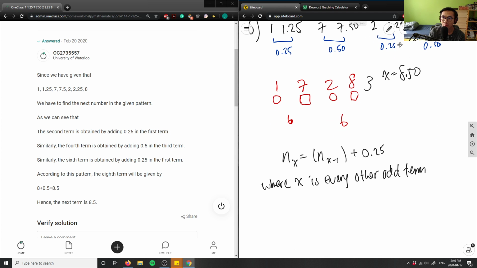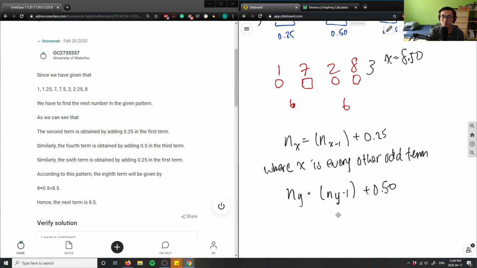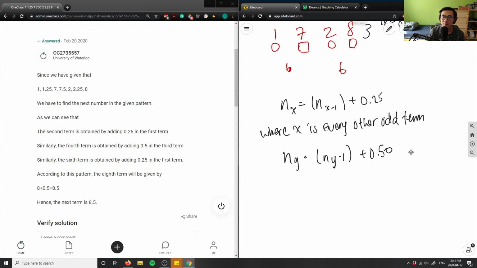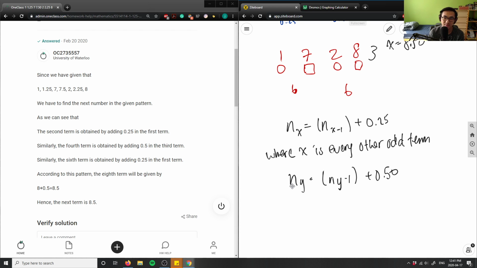And then I can write another statement that says n at y would equal ny minus 1 plus 0.50, because that's the difference between here and here, right? This here would equal the previous value, which is this one, plus 0.50. This is for the third term and the seventh term, and so on and so forth. So this one would also be where y is every other odd term.